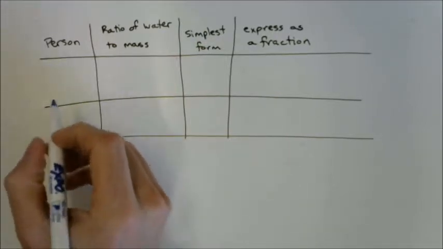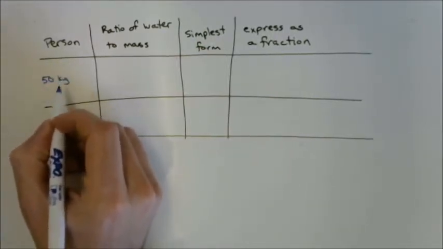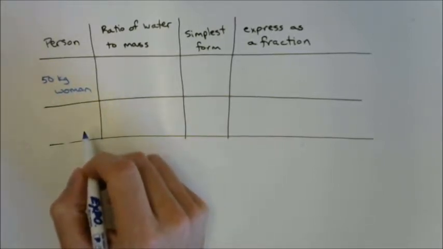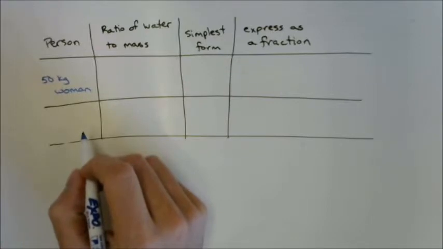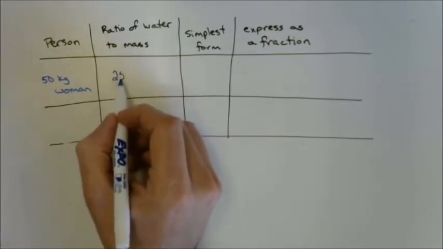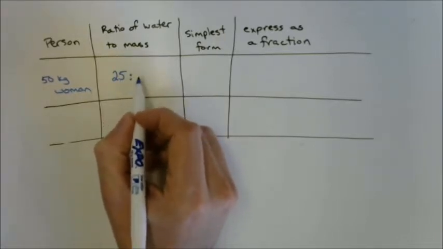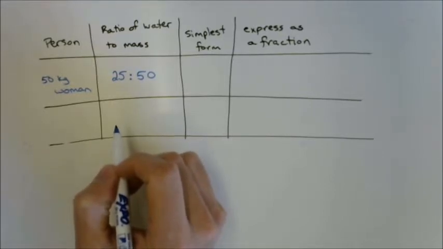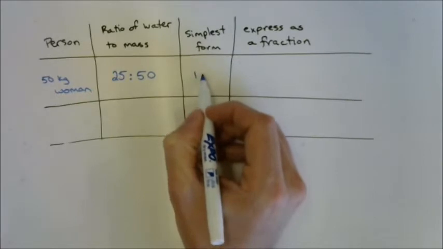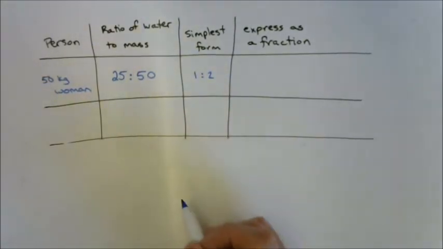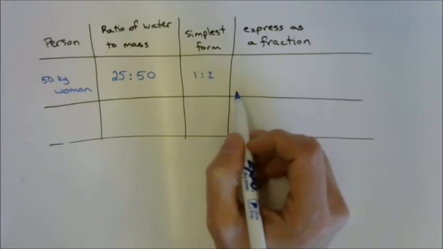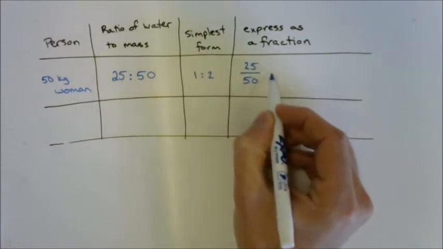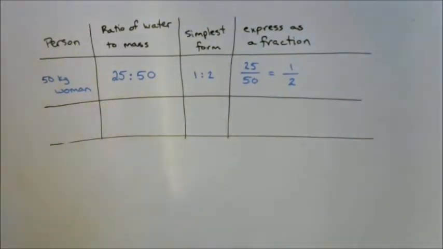So first thing that we were given was that we're dealing with a 50 kilogram woman. And what is the ratio of water to mass in a 50 kilogram woman? 25. Okay, so water comes first, 25, and here's how we would write that, 25 to 50. Can we reduce that into simplest form? 1 to 2. Everyone's good with that? And can we express that as a fraction? 1 over 2. So I'm going to actually just show the original ratio and then show that that's reduced to 1 over 2.